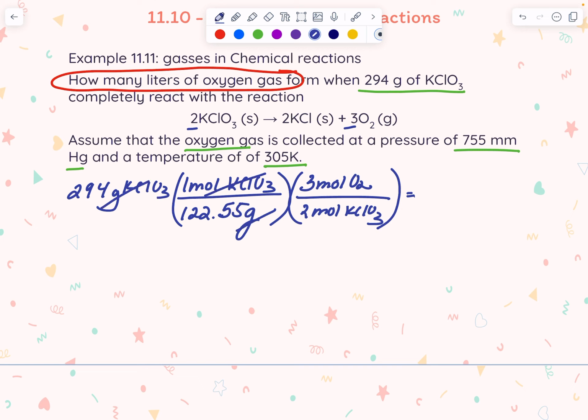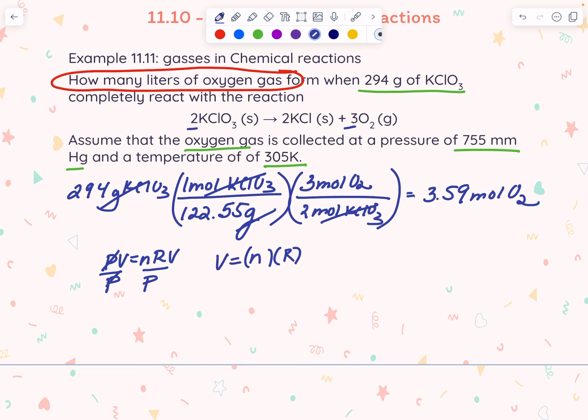So doing that calculation, I can figure out that I would make 3.59 moles of oxygen. But the question isn't asking me about the moles of oxygen, it's asking me about the liters of oxygen. So I know I can use PV equals nRT to convert from one to the other. If I want to find volume, right, liters is volume, I can divide both sides by pressure. So I know that in order to get volume, I need to take the number of moles, multiply it by the gas constant, multiply it by the temperature, divide it by the pressure.